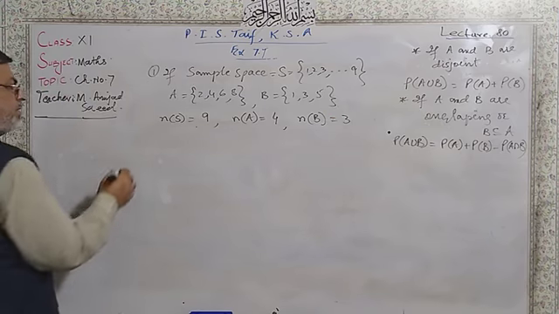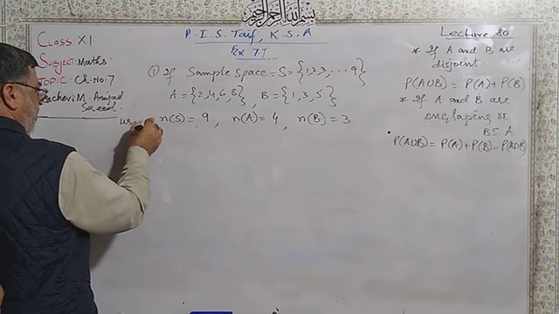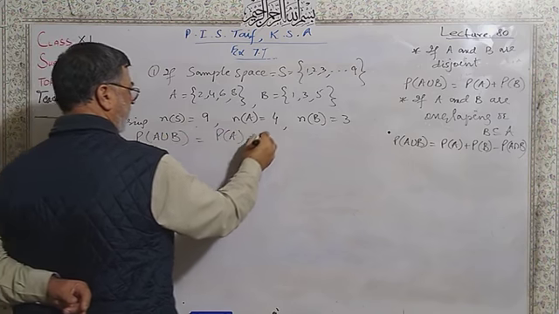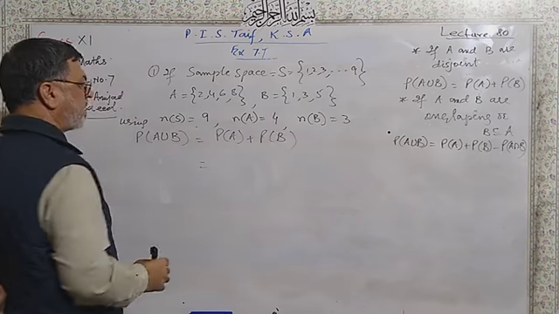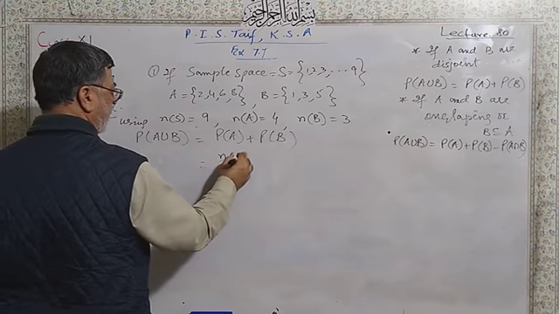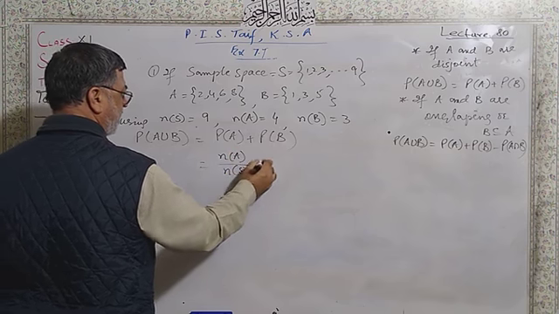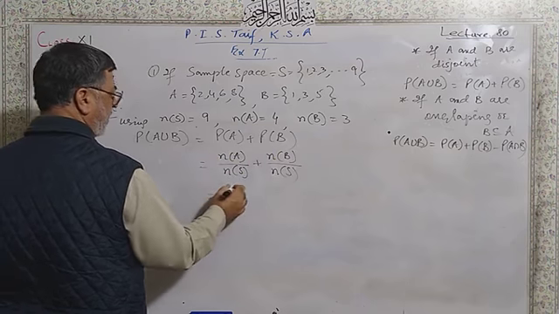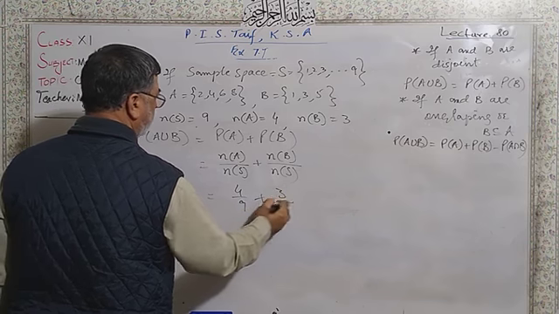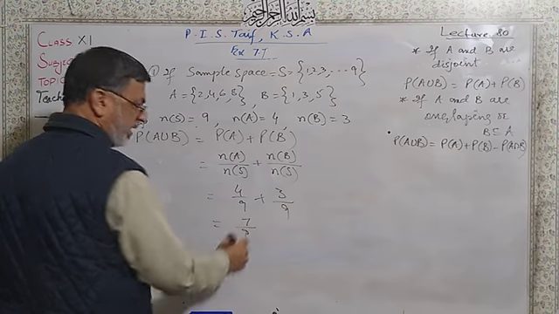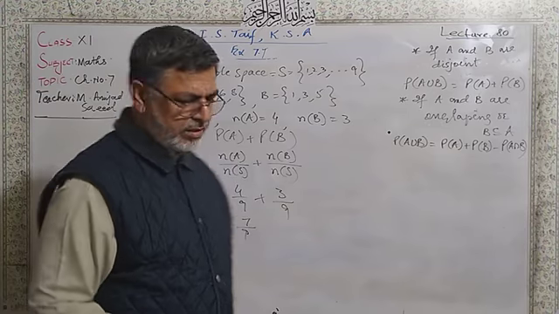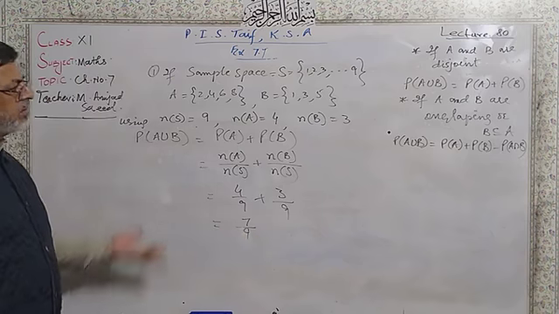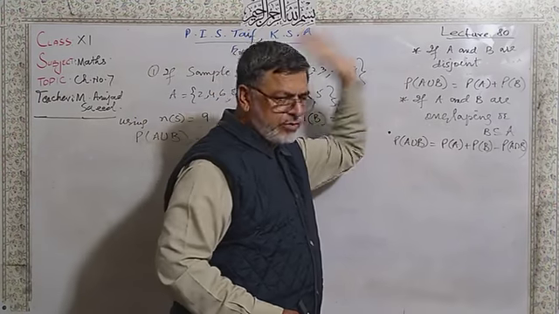So we will have probability of A union B is equal to probability of A plus probability of B. What is probability of A? N of A over N of S plus N of B over N of S. What about N of A? 4 over 9 plus 3 over 9. That will be 7 over 9. I hope that you understood this question. This is because they were disjoint and we are using this formula.